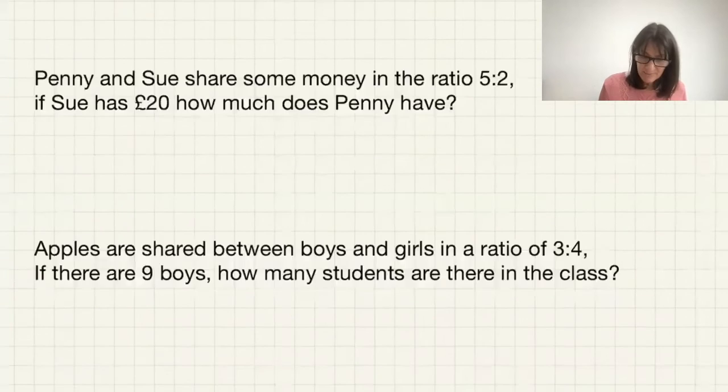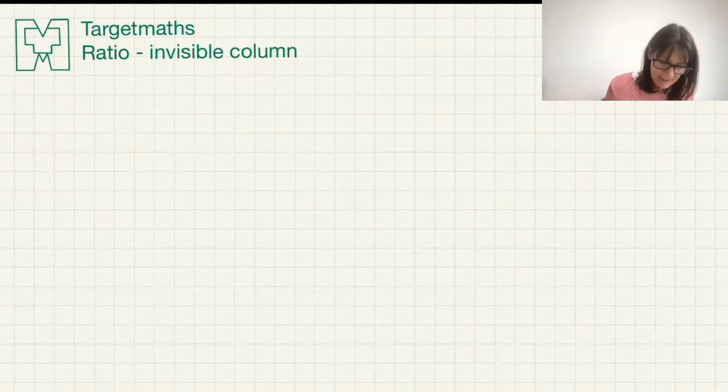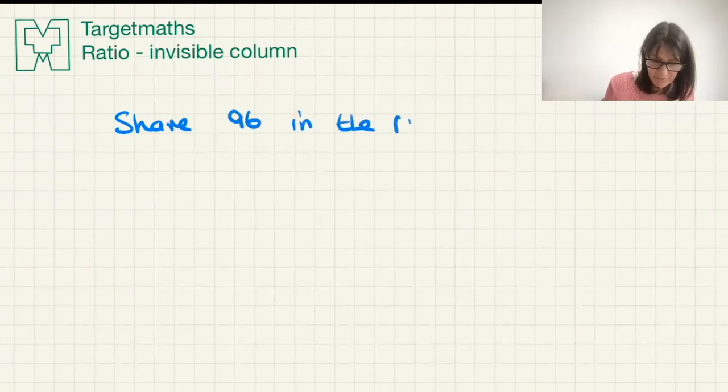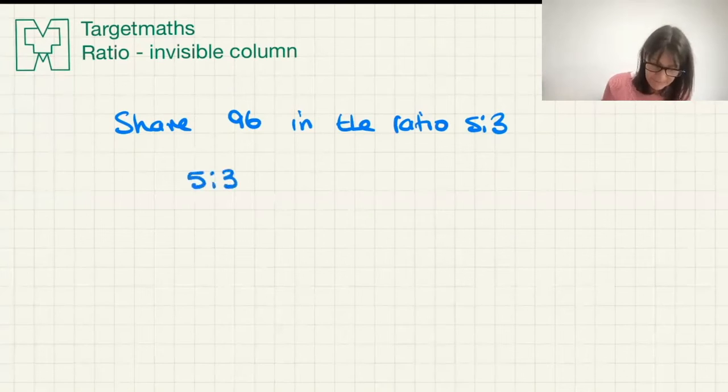Okay. But we do get questions, and we're going to do them on this side, where they don't fit in the column. So that's when I call it the invisible column. It's like it's not there until I make it appear. So let's give you just a really simple example of this. I might say to you, right, share 96 in the ratio 5 to 3. Now there's no labeling, there's no story, there's not a Bob or a Sally, and there's not a boy or a girl or whatever the label might be. So I can't do any labeling, but it is 5 to 3. I'm sharing 96 into that ratio.